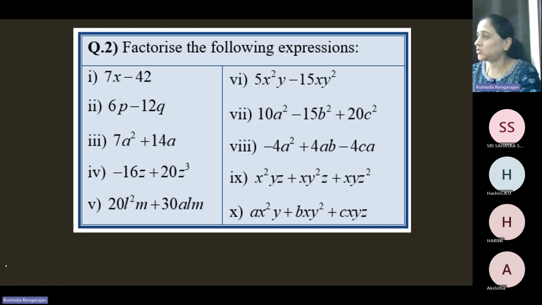Okay, maybe we do it together. First expression, 7x and 42, 7 is the HCF, so you take out 7. In the bracket, you must write x minus what? X minus 6. That's the first one. Next one.